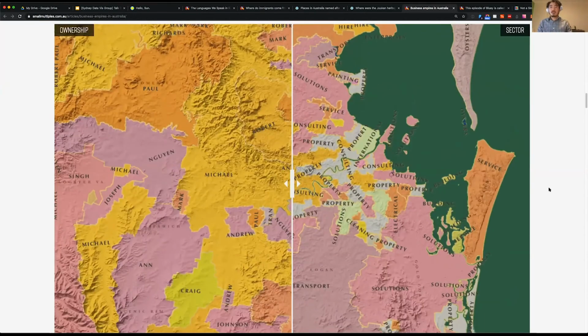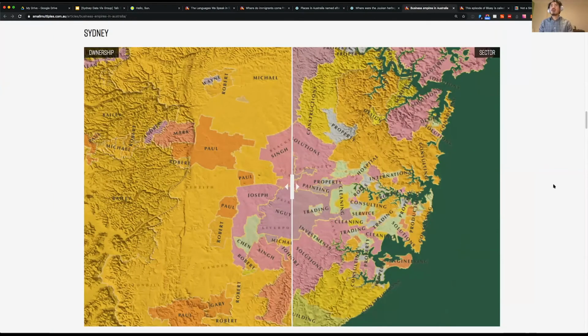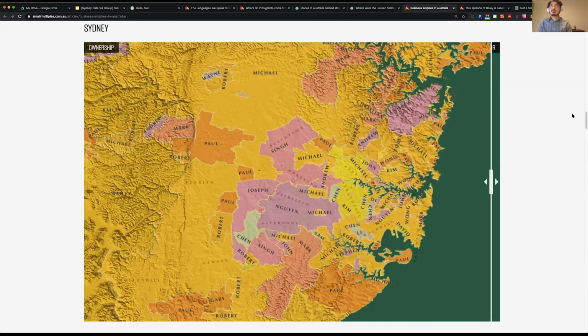So I was very curious to know how immigrants have transformed Australia, and to show that by looking at what type of businesses there are and who owns these businesses in the capital cities and in regional areas. So first, if we look at ownership, sometimes the easiest way to come up with a business name is for people to just use their own name, and that can tell us a lot.